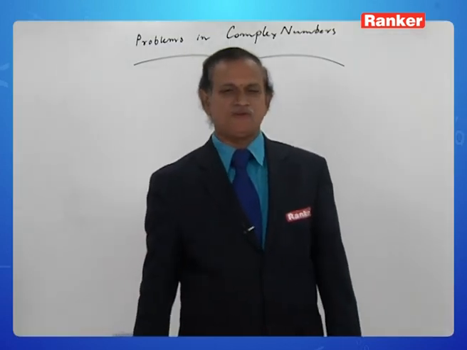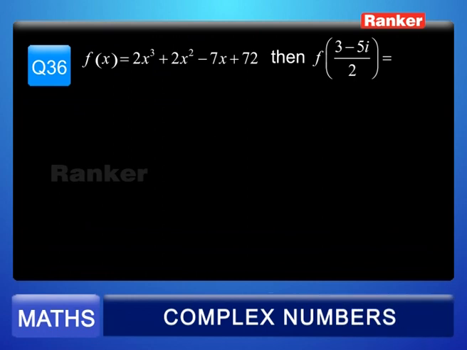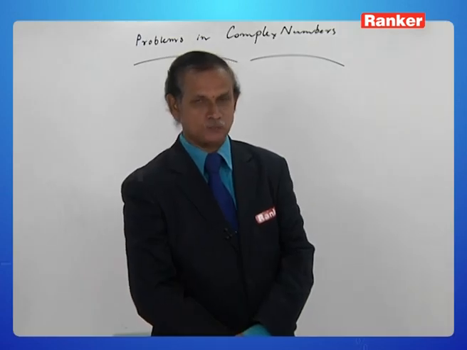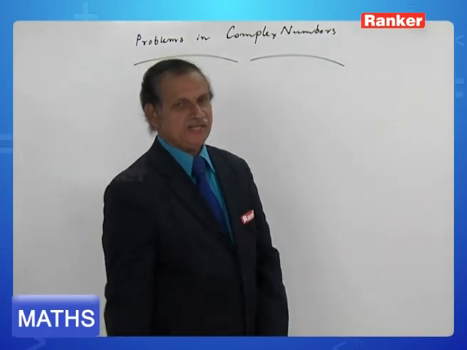The next question before us is the 36th question. He has given us a function f of x is equal to 2x cubed plus 2x squared minus 7x plus 72. Then what is f of (3 minus 5i) by 2? He is asking us f of (3 minus 5i) by 2.